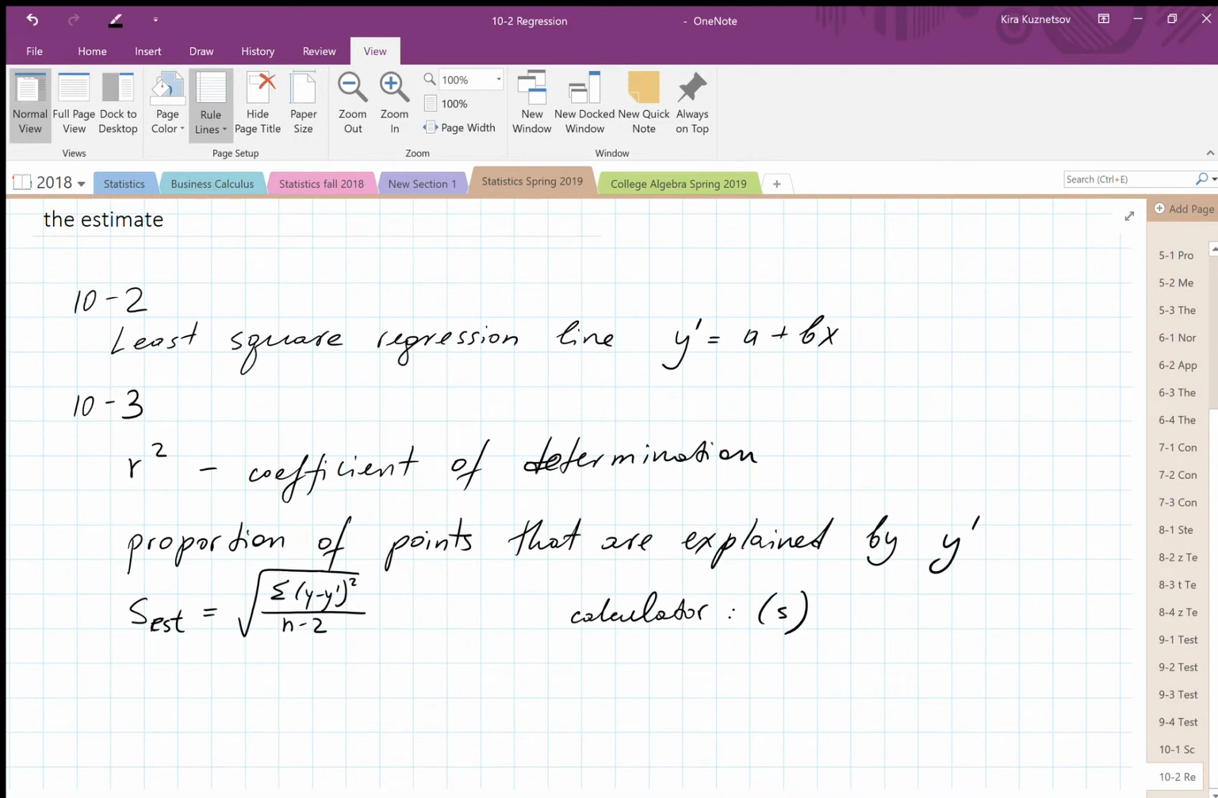Now, if you know that r squared is a proportion of points or a percentile of points that are explained by the least square regression line, the coefficient of non-determination has to be 1 minus the r squared, so the rest. So if 90% are explained, the other 10 have nothing to do with the line. So that's what this means. So 1 minus r squared will calculate the coefficient of non-determination.